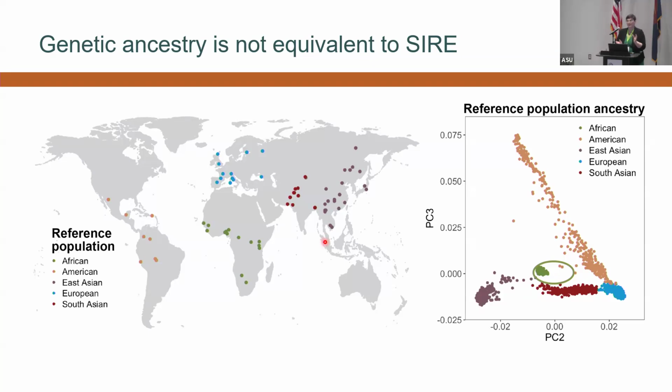variability amongst the group. This plot right here is showing the locations where we got our several thousand reference samples from. We didn't actually collect them ourselves. These are in a database. But you can see that there are locations where samples were collected in Africa, in the Americas, in Europe, and then in South Asia and East Asia.